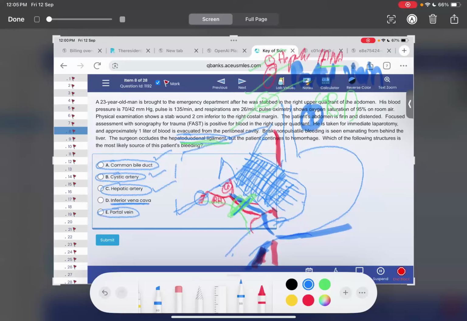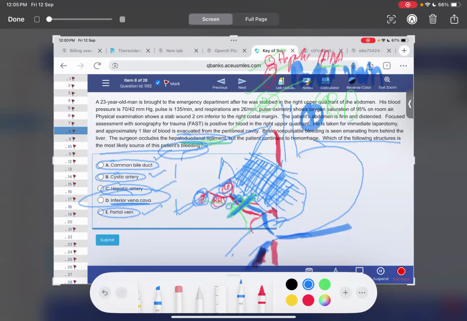Portal vein blocked. So which of the following structures is most likely the source of this bleeding on the basis of exclusion? Inferior vena cava. IVC, perfect. So I have blocked this artery, right hepatic artery, left hepatic artery, portal vein, common bile duct, proper hepatic artery, portal vein, everything I have blocked. But the remaining is inferior vena cava. That bleeding is due to inferior vena cava. Simple, on the basis of exclusion.